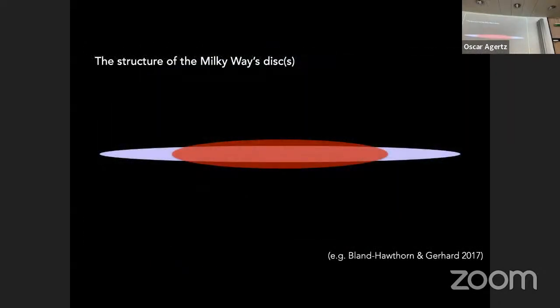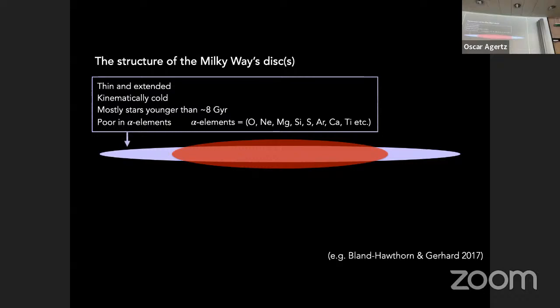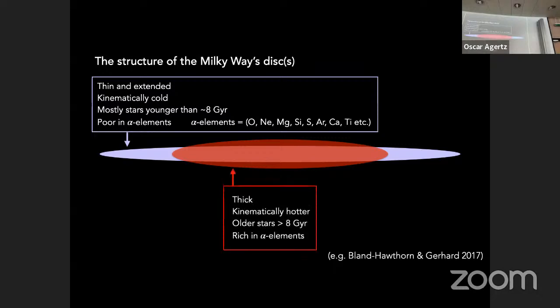I'm a theorist, so this is the Milky Way in my view, okay? Much simpler, right? This is just a cartoon of how we think broadly the Milky Way is structured. It's a thin and extended disk that's kinematically cold, mostly younger stars, and it's poor in so-called alpha elements. These are basically multiples of helium nuclei, and they're produced in core collapse supernovae, so supernova type 2 explosions. Then we have a thick component that's a bit smaller. It's kinematically hotter, older, and it's rich in these elements. So the pollution of the ISM was quite different for some reason.